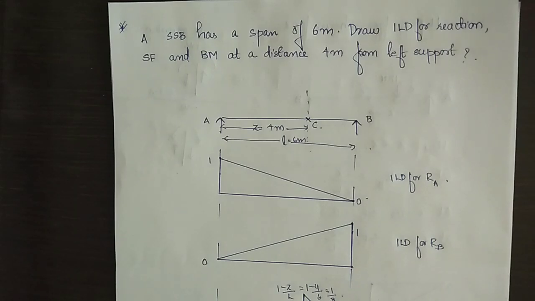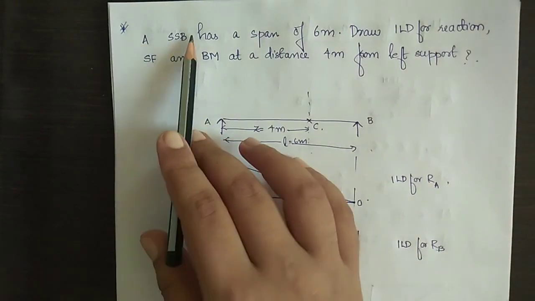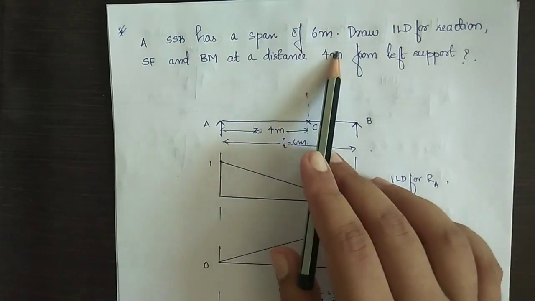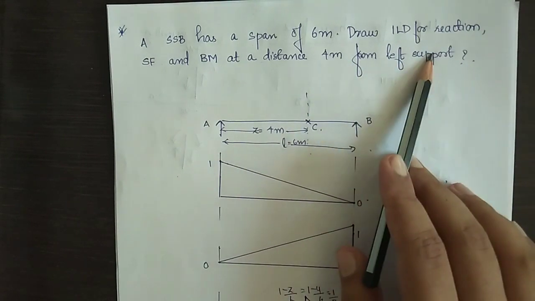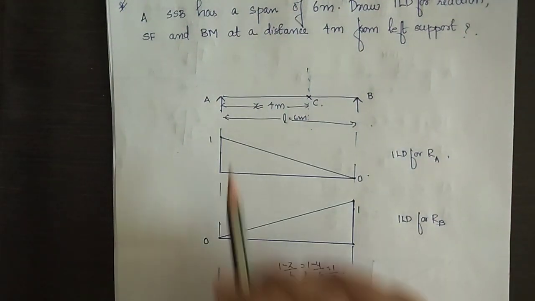Hi everyone. Today we will do some problems on ILD for simply supported beam. A simply supported beam has a span of 6 meter. Draw ILD for reaction, shear force and bending moment at a distance 4 meter from left support.